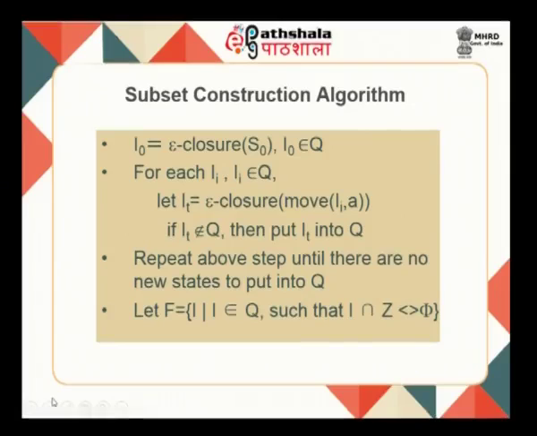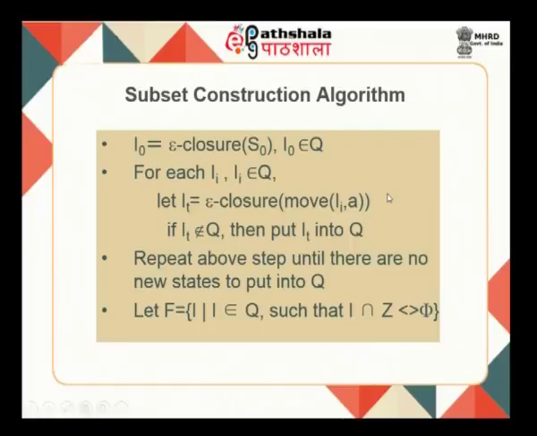And then after that, the subset construction algorithm: let I naught be the epsilon closure of S naught. Now, what is S naught? S naught is the initial state of your NFA. You are defining I naught as the initial state of your DFA. So, I naught is the start state of your DFA, and for each I such that I belongs to Q, let IT be equal to epsilon closure of move of I comma A.